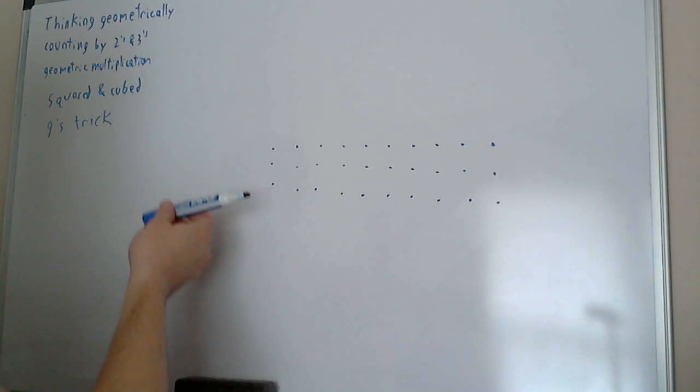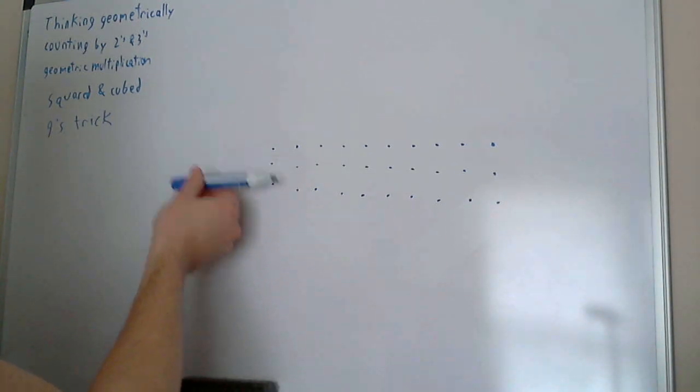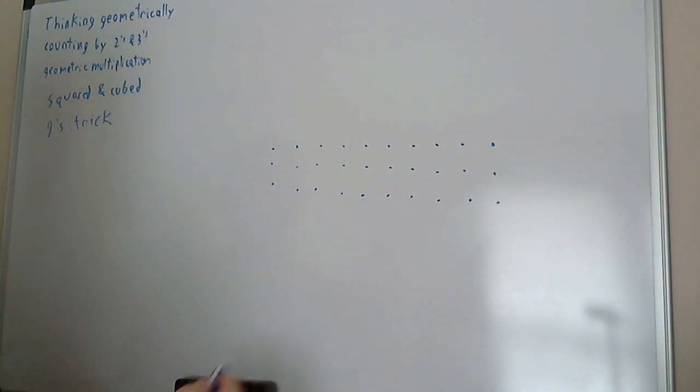You know, the other way to get this would be to look at it this way across and be 10, 20, 30. And that's probably going to be a much easier way to count for many of you.